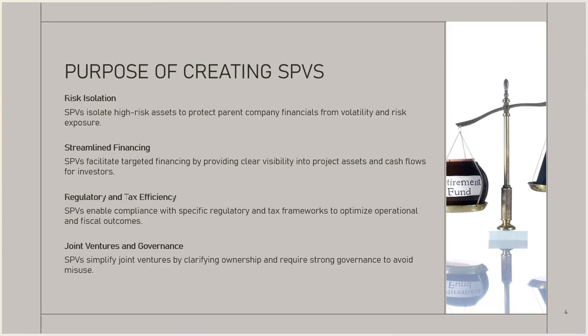Then regulatory and tax efficiency. It is most important for the regulator to show the reports, to pay the tax, and to do the tax-related activity for that specific entity for the life of that entity. The special purpose vehicle enables compliance with the specific regulatory and tax framework and optimizes the operational and fiscal outcomes. And then joint ventures and governance. The special purpose vehicle clarifies ownership and requires strong governance to avoid misuse, and it will be continuously monitored by the banks to track the progress of the funds.